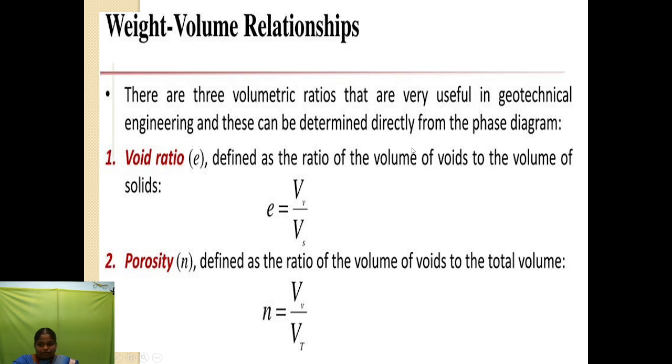and these can be determined directly from the phase diagram. Some other index properties are very important in geotechnical engineering and soil mechanics. First of all, the voids ratio. The voids ratio of a soil sample is defined as the ratio of the volume of voids to the volume of solids. The symbol is e, and e is equal to Vv by Vs, where Vv is the volume of voids and Vs is the volume of solids.